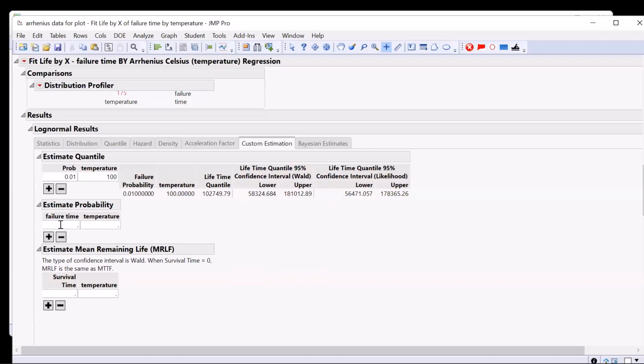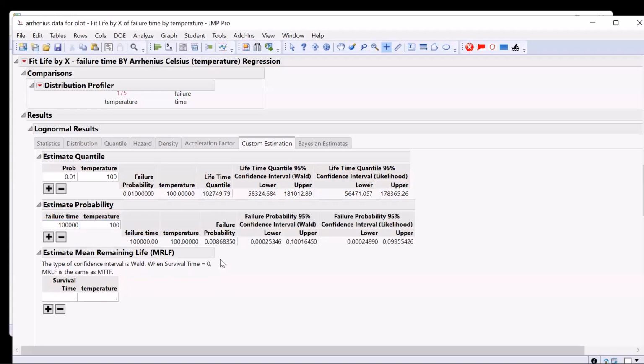And I can also ask the reverse question. Maybe my corporate goal is to have a low probability of failure at a particular time, like 1,000,000 hours or 100,000 hours. So I'm going to put in 100,000, and the temperature I want is 100. I say OK, and here we go. After 100,000 hours at 100 degrees C, I would expect about 0.9% of my population to have failed. Maybe that's acceptable, maybe that's unacceptable, but at least you have an estimate and know where you are.